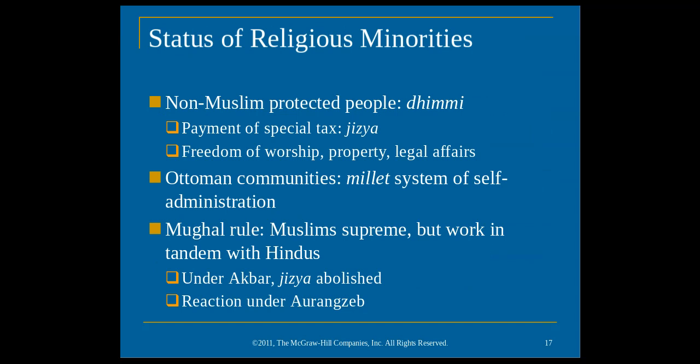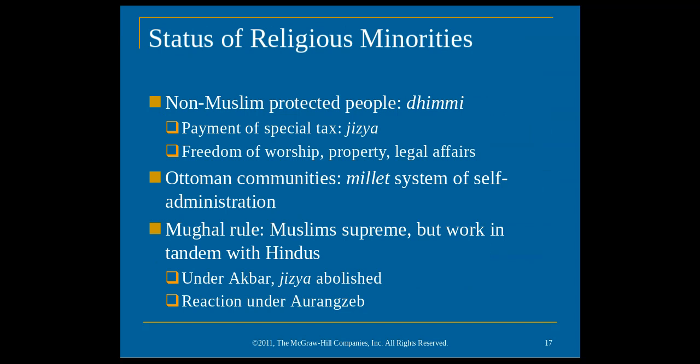All right. Status of religious minorities. How were they treated? Non-Muslims were protected people, the dhimmi. Basically, they paid a special tax. And a lot of times that was your Christians and Jews, people of the book, as they thought of them. They would pay the special tax, the jizya. They were allowed to worship freely and to own property and to settle legal affairs. So they did have these abilities, protections.